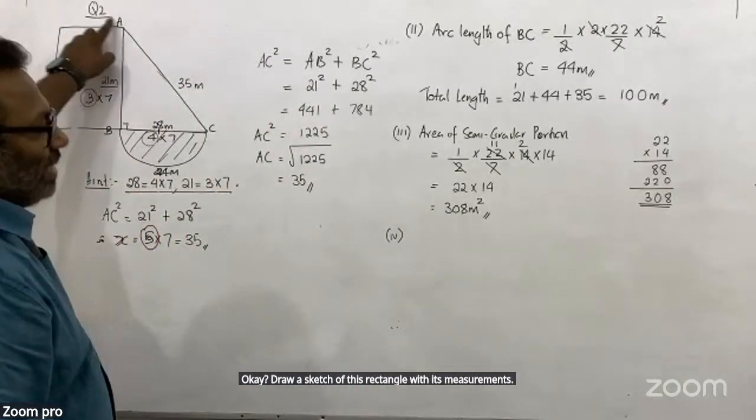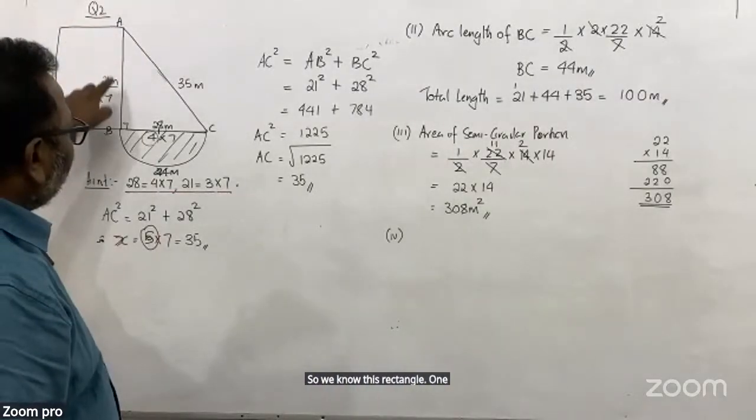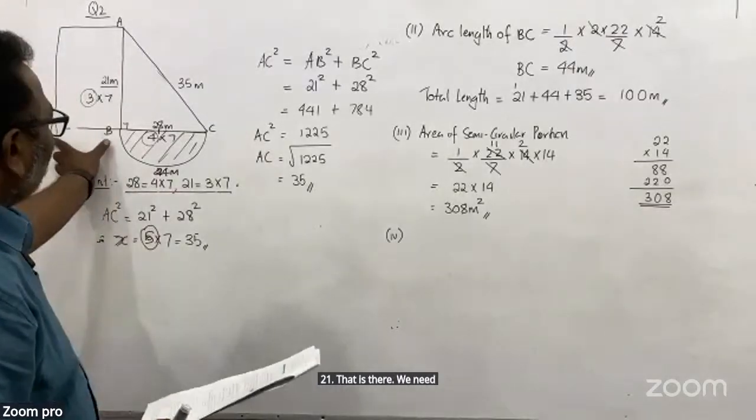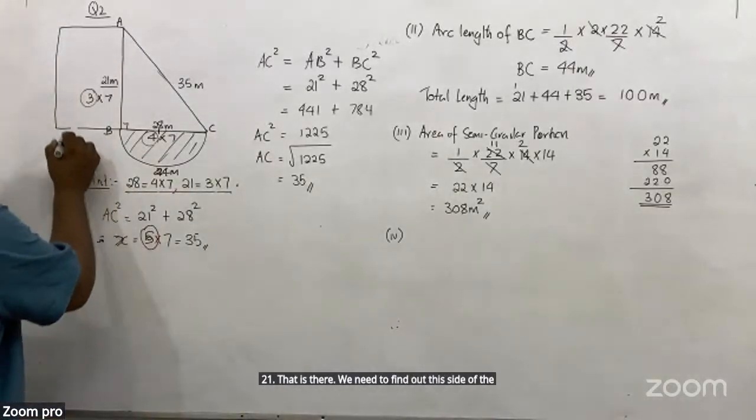So we know this rectangle, one side we already know. How much? 21. That is there. We need to find out this side of the rectangle.